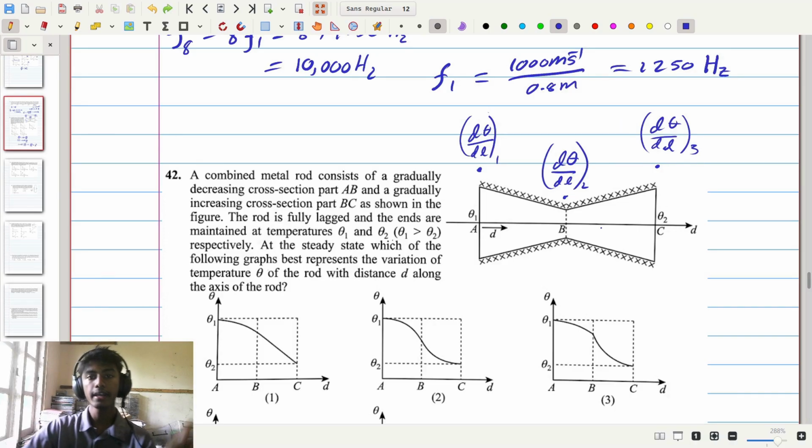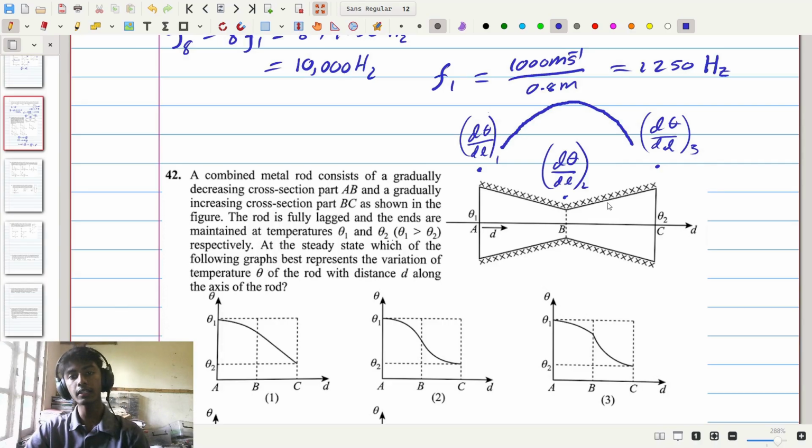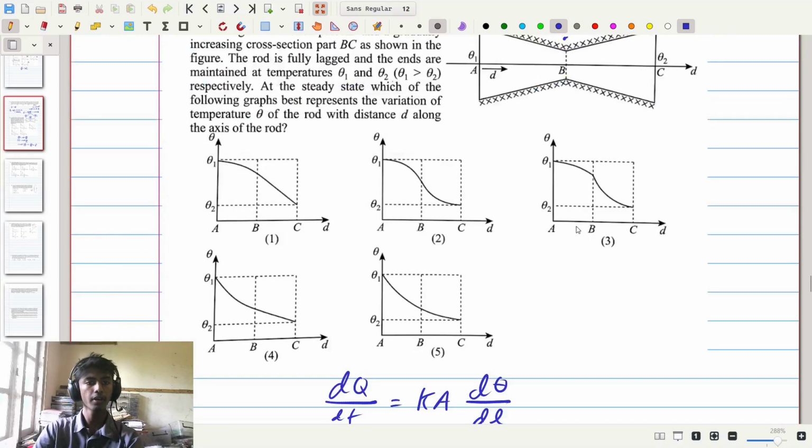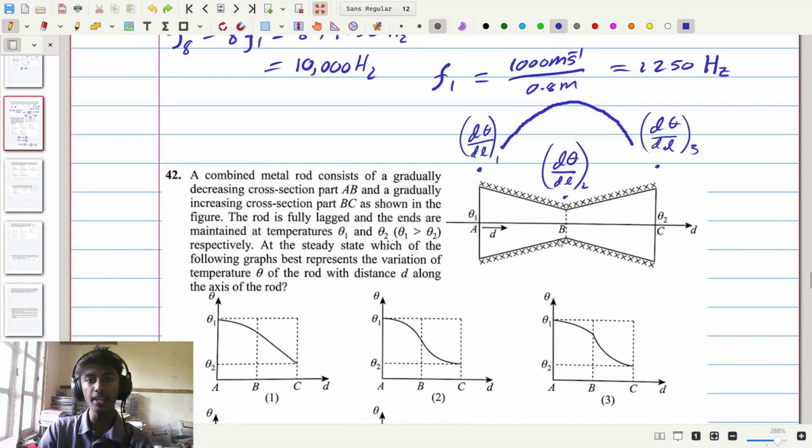So therefore, if we graph dθ/dl, it should increase and then go down again. So from the left-hand side, if we go towards the middle, it should go up, stop increasing and go down again. So therefore, the temperature gradient from left to right as we go through this rod should increase and go down again. Now, in each of the graphs, what we have is the temperature versus distance. And therefore, the gradient of these lines here is exactly what dθ/dl, the temperature gradient, is representing.